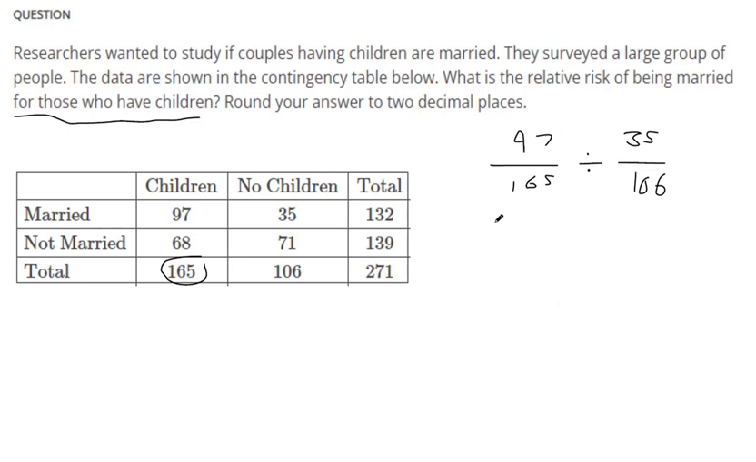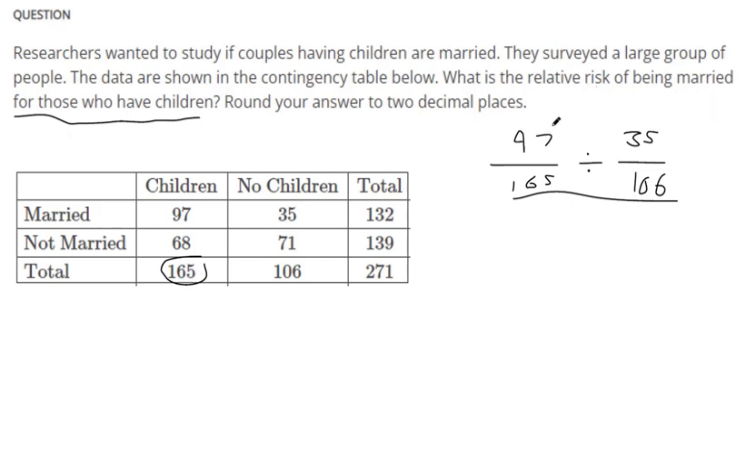Okay. And that's it. The rest of that's just calculation. You can approximate it with a decimal in the calculator. So the real tricky part is knowing which numbers do I put where, right? And it's focusing very carefully on the language of this last sentence. What is the relative risk? Which is the whole thing about this video. It's the tough part. Being married for those who have children.